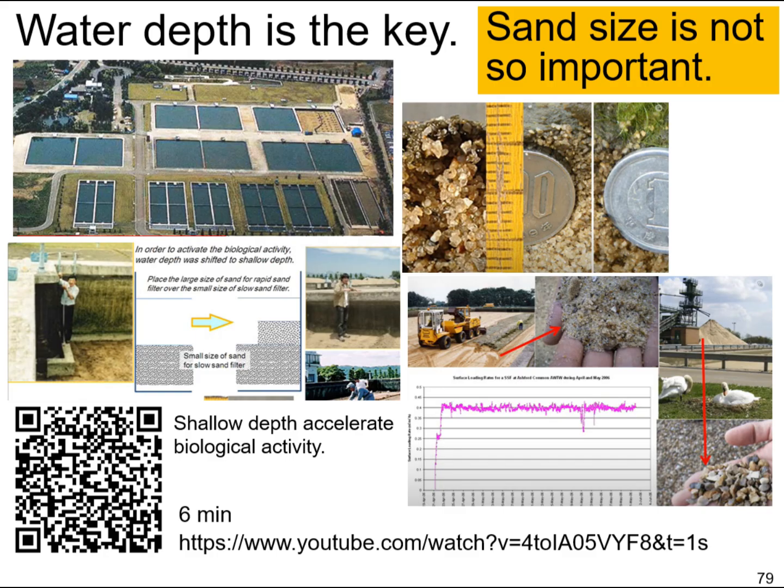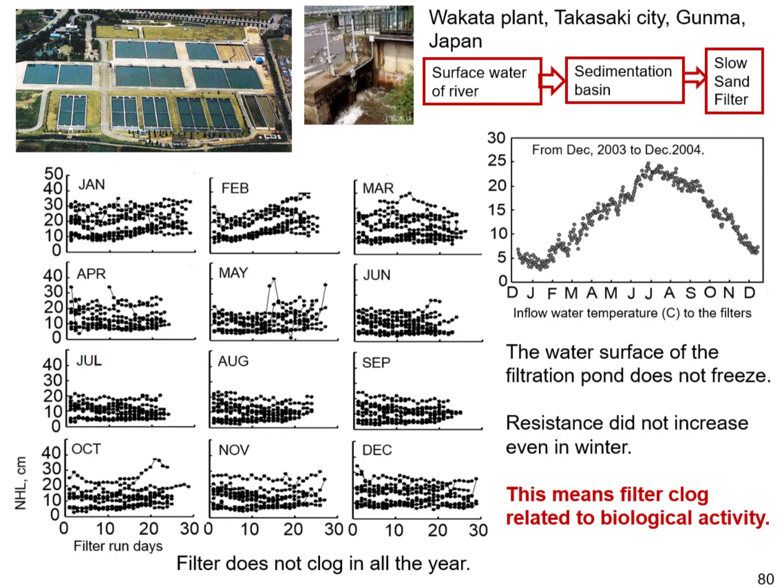I advised this plant that in order to activate the biological activity, they should make the water depth shallow with larger size sand. I think from my experiments that sand size is not important. The water surface of this filter pond does not freeze even in winter. The resistance did not increase even in winter. This means filter clogging is related to biological activity.